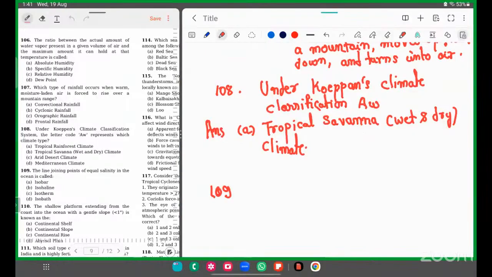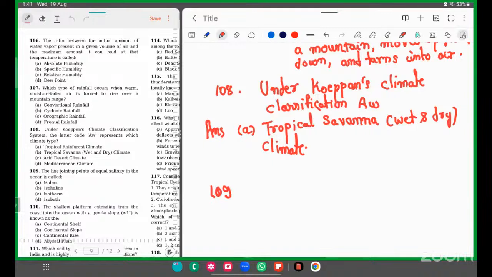109. The line joining the points of equal salinity in the ocean is called. So there is an imaginary line which joins points of equal salinity in the ocean. It is known as isohaline.